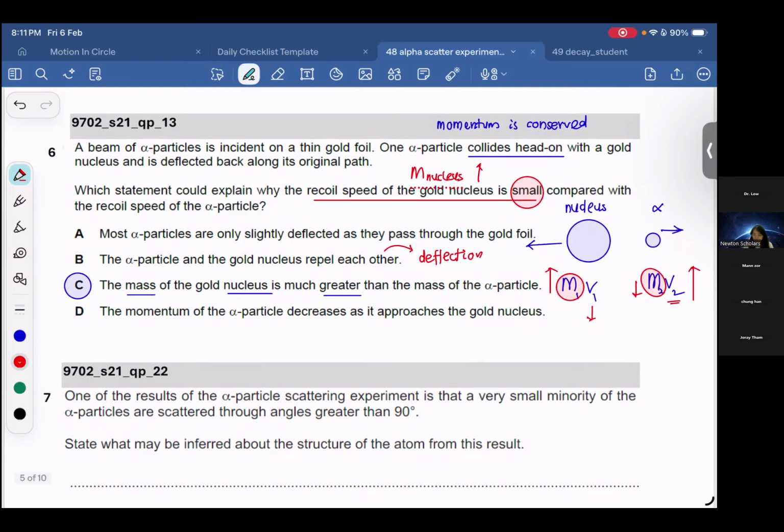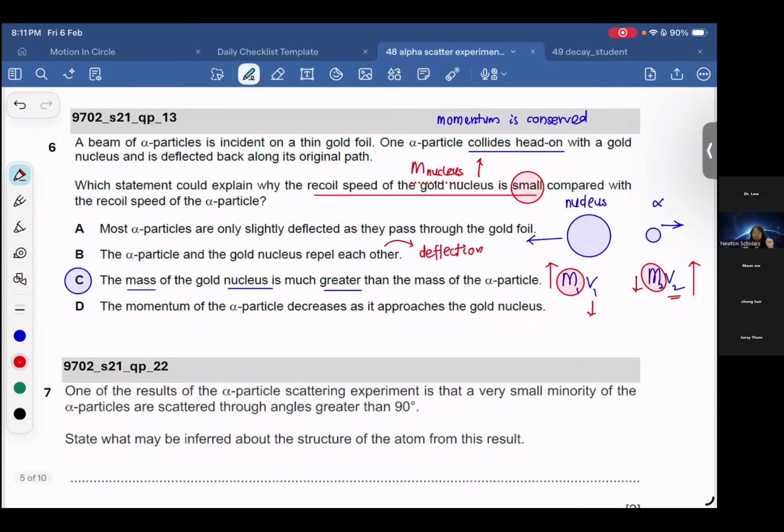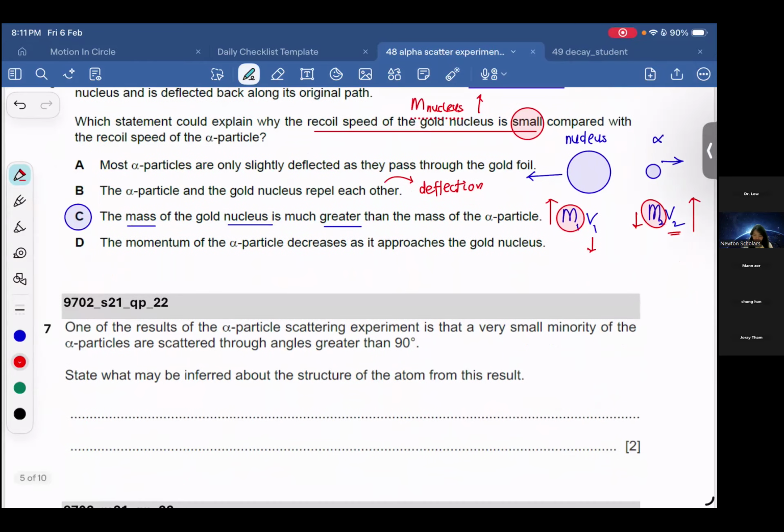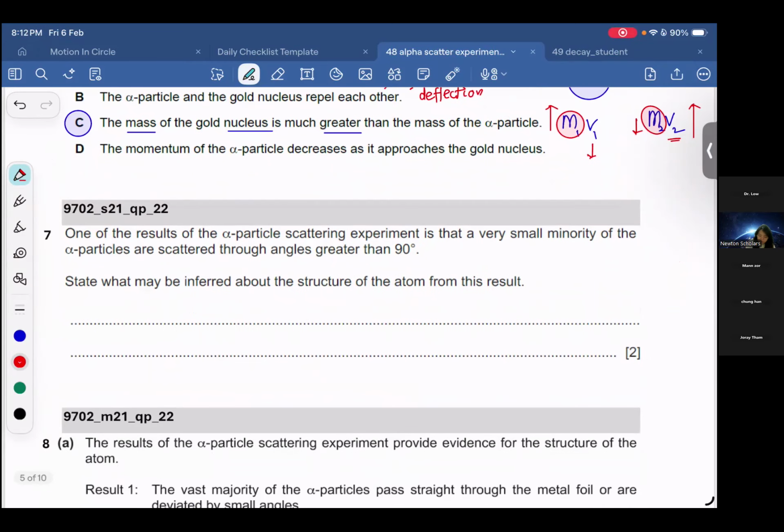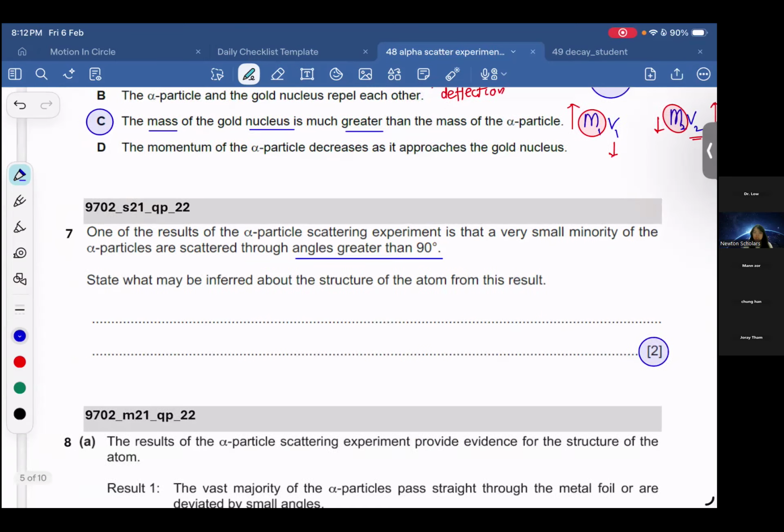Okay. So we go to question number 7. One of the results of the alpha particle scattering experiment is that a very small minority of the alpha particles are scattered through an angle larger than 90 degrees. So this greater than 90 degrees is hit and rebound. State what may be inferred about the structure of the atom from this result. This one is 2 marks, you see 2 marks. So what is the answer?